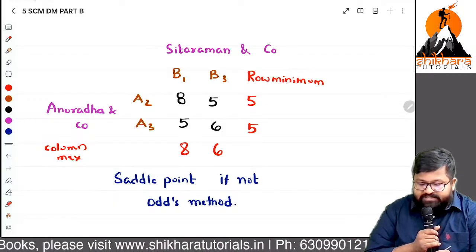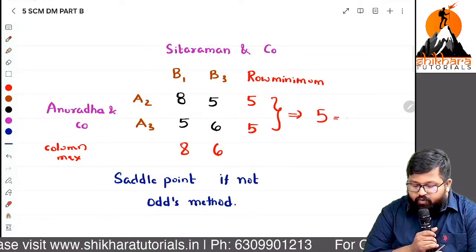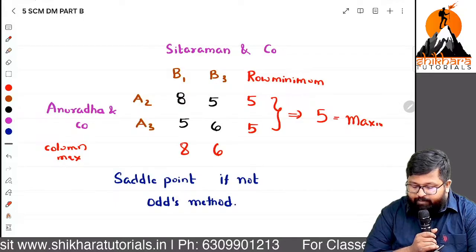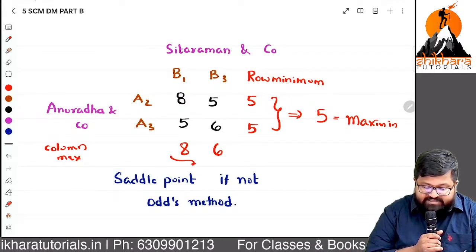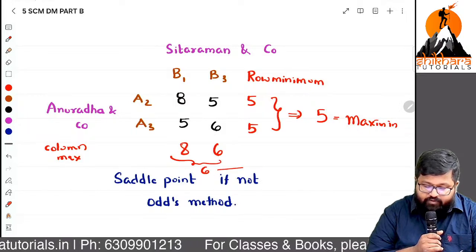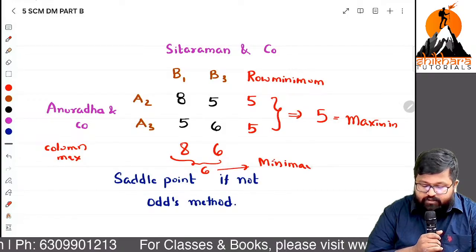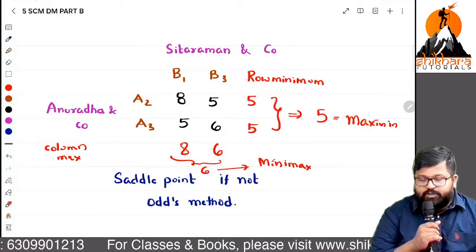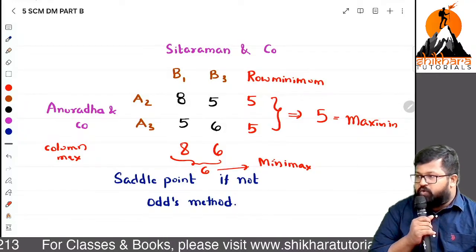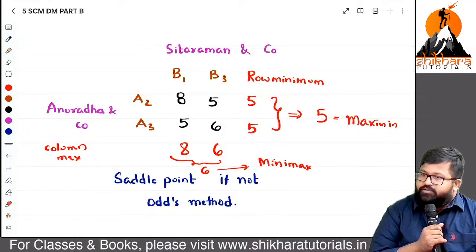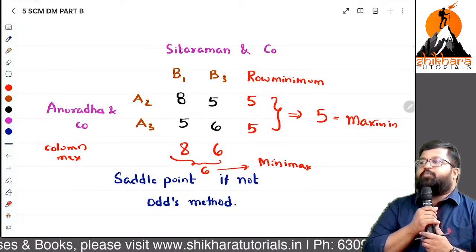What is the maximum of these two values? What is this known as? Maximin. What is the least number in this case, and what is this known as? Minimax. Is minimax equal to maximin? As it is not equal, there is no saddle point. So which method should be applied? Odds method should be applied.